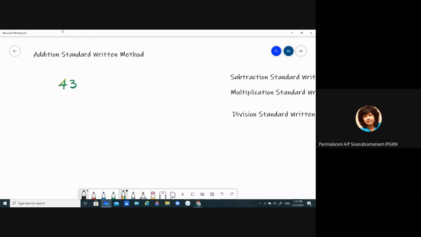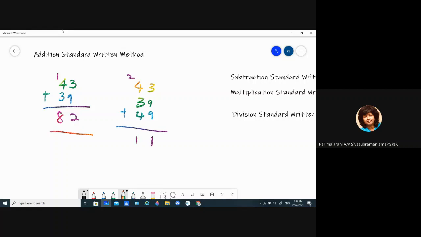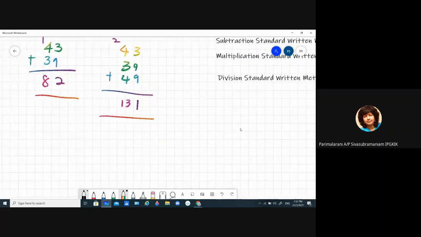You already know this already, okay? 43 plus 39. So 9, 10, 11, 12, 2 and carry 1, 7, 8, okay? This is our standard written method. Then 39 plus 49. Say you have three numbers, so 18, 19, 20, 21, 1, 2, 7, 11, 12, 13, okay? So we align the numbers according to the place value, okay? So this is the standard written method for addition, okay? So we have to teach this, okay?